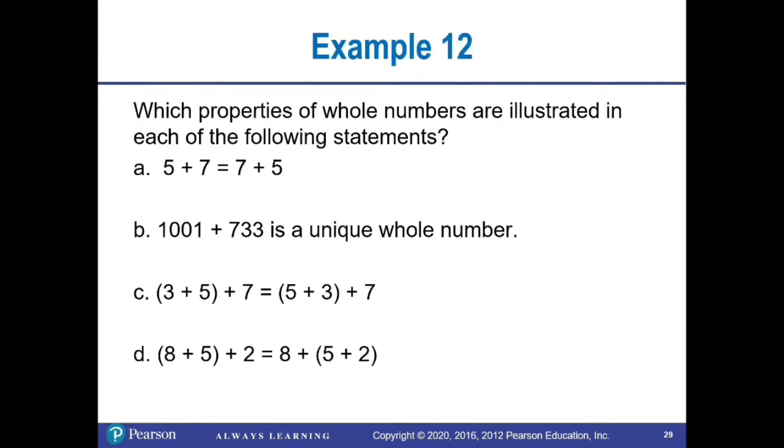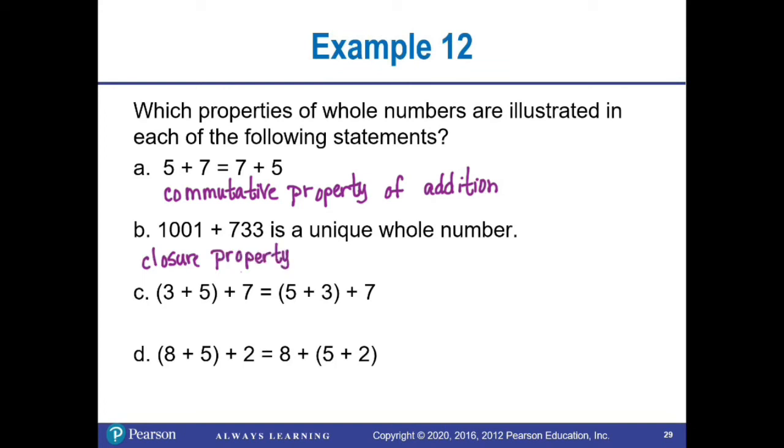Which properties of whole numbers are illustrated in each of the following statements? In part A, notice that the order changes. This is our commutative property of addition. In part B, we're adding two whole numbers together and we're getting a unique whole number. This is the closure property of the addition of whole numbers.